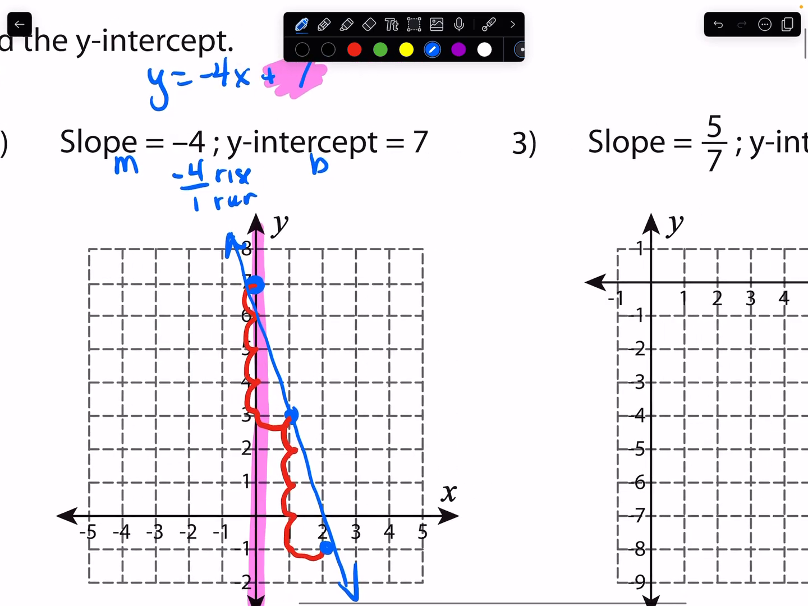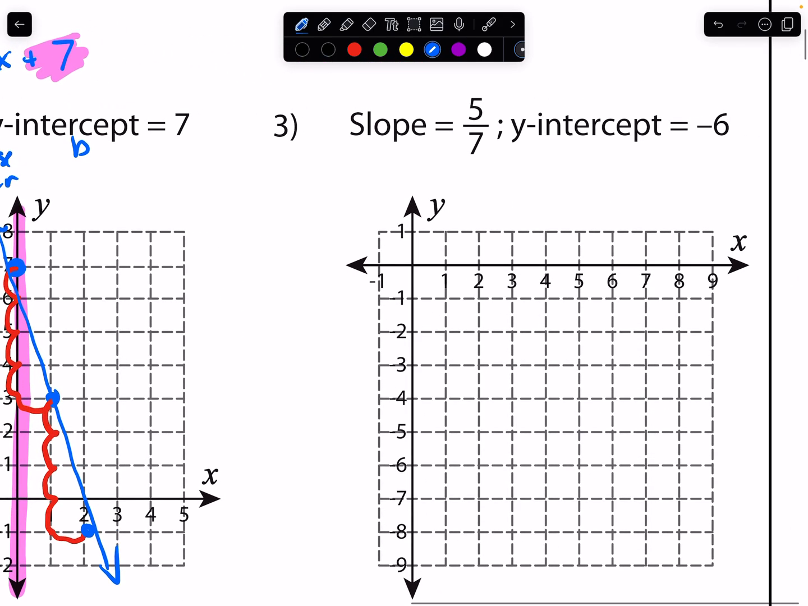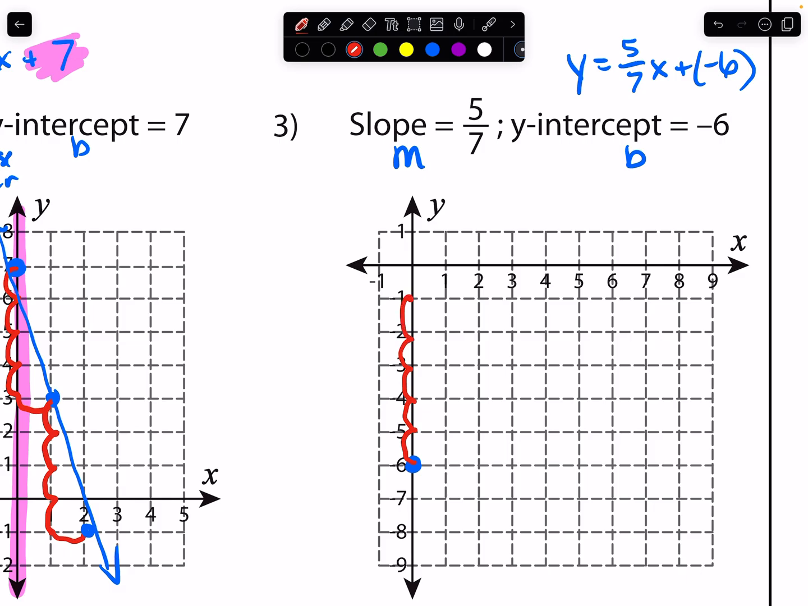Okay, let's go ahead and try number 3. So you have watched 2. Take a pause. Go ahead and try it on your own and then come back and see if you're right. This is m equals 5/7 and y-intercept is b. So y equals 5/7 x plus negative 6. So it crosses the y-intercept at negative 6. My slope is 5/7, so it goes up 5, 1, 2, 3, 4, 5, forward 7, 1, 2, 3, 4, 5, 6, 7. And you're going to connect the dots.